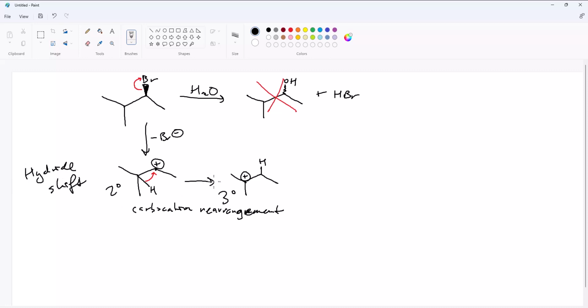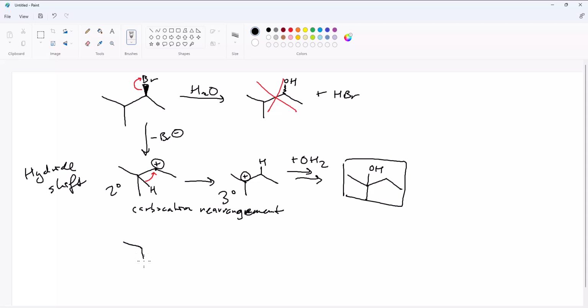And this will occur if and only if we can stabilize the intermediate. We don't see hydride shifts if it doesn't do a productive carbocation rearrangement, but if we can go, say, from a secondary to a tertiary carbocation, a hydride shift will occur. So as you can imagine, we do the OH addition, or the water addition, and what we see is our major product is this tertiary alcohol, not this secondary alcohol. So this would be an example of a hydride shift.